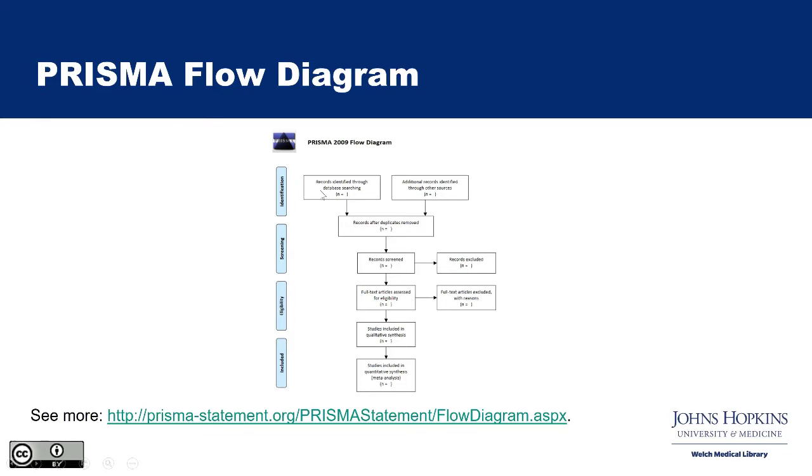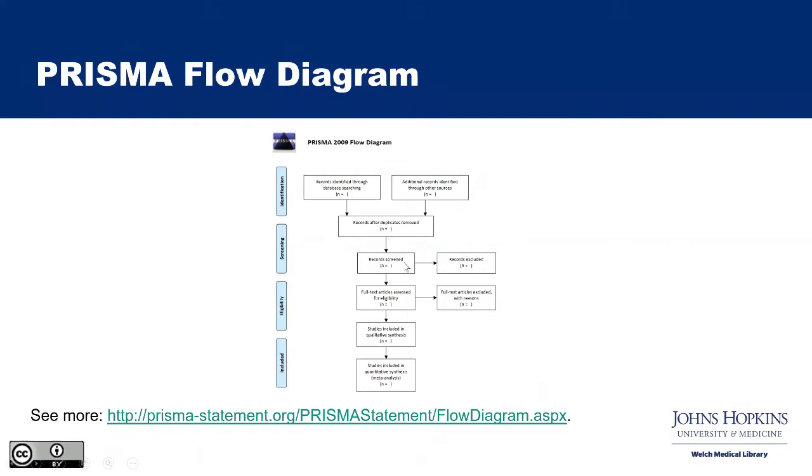So I don't know if you can see my cursor, but the top box on the left is records identified through database searching, and the top box on the right is additional records identified through other sources. So you might be aware of unpublished literature, or you might have found something on Google that you're not finding in a bibliographic literature database.